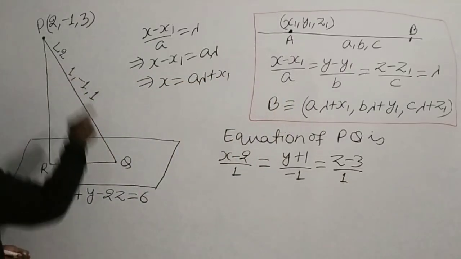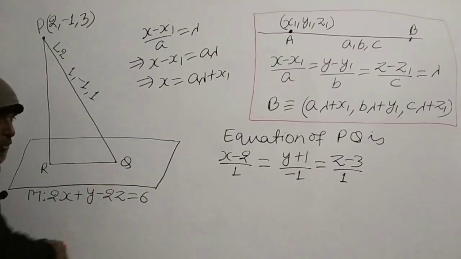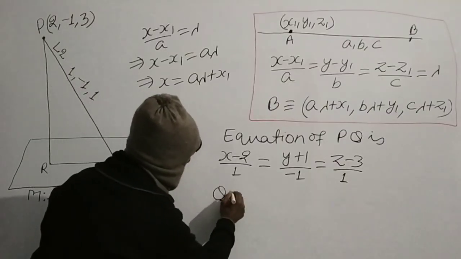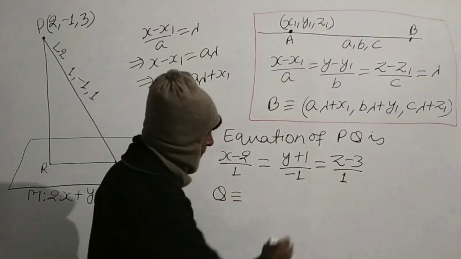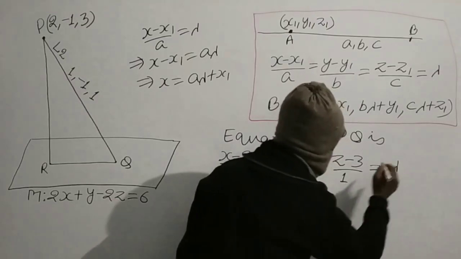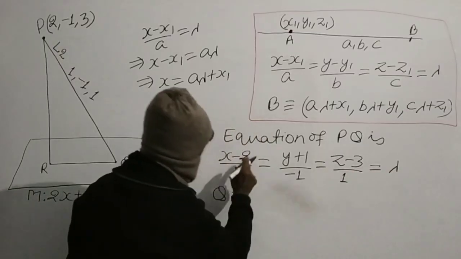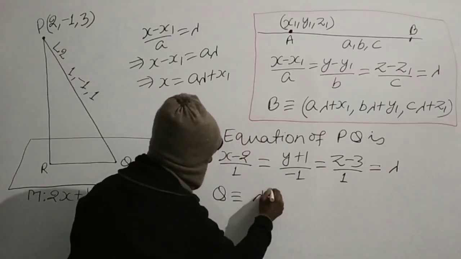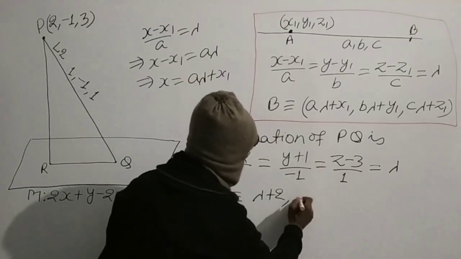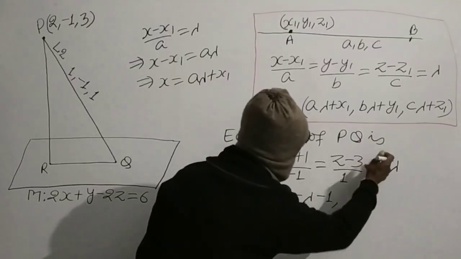Since point Q lies on this line PQ, therefore coordinate of Q can be written like this. We suppose each of the ratio is equal to lambda. Then 1 times lambda means lambda plus 2, minus lambda minus 1, lambda plus 3.